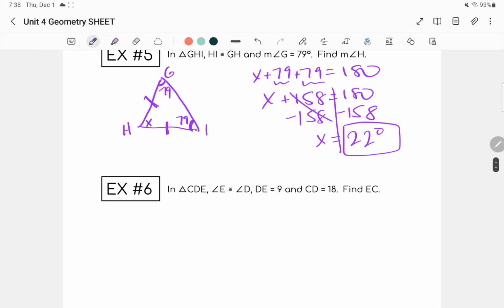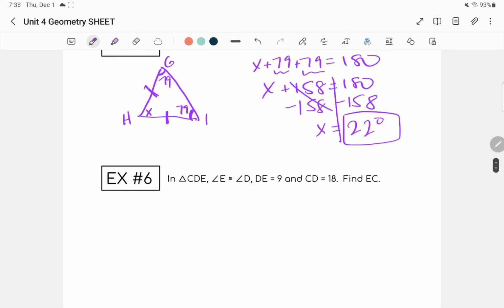Our last one, let's draw our triangle. So CDE. Our triangle is CDE. I just made it a little bit bigger this time. And it's giving us this information that angle E is congruent to angle D. So let's draw that angle E is congruent to angle D. All right. And then it's also giving us that DE is 9.